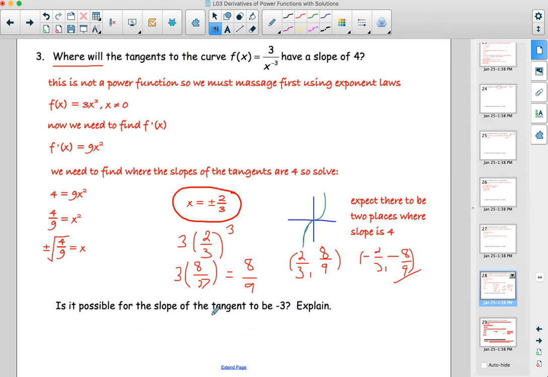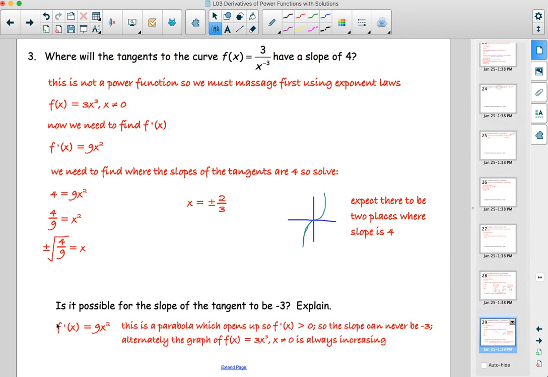And the last question we're going to answer now is it possible for the slope of the tangent to be negative 3? And then you have to explain. Again, I'm just going to move forward, finish this off. F prime at x is 9x squared. That's a parabola, right? And the slope of a parabola is never going to be able to be, or not the slope, the slope is this parabola. And is that ever going to be negative? No, it's never going to be negative. There is no solution to negative 3 equals 9x squared, which is what I'm trying to tell you.